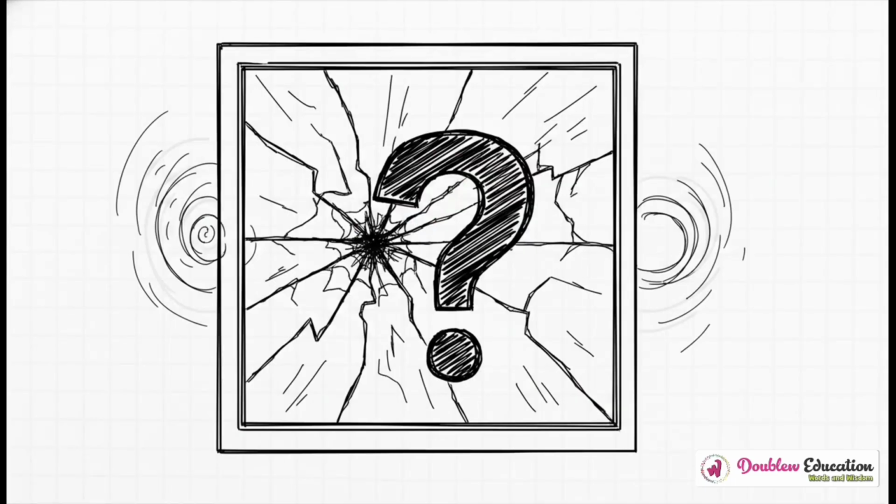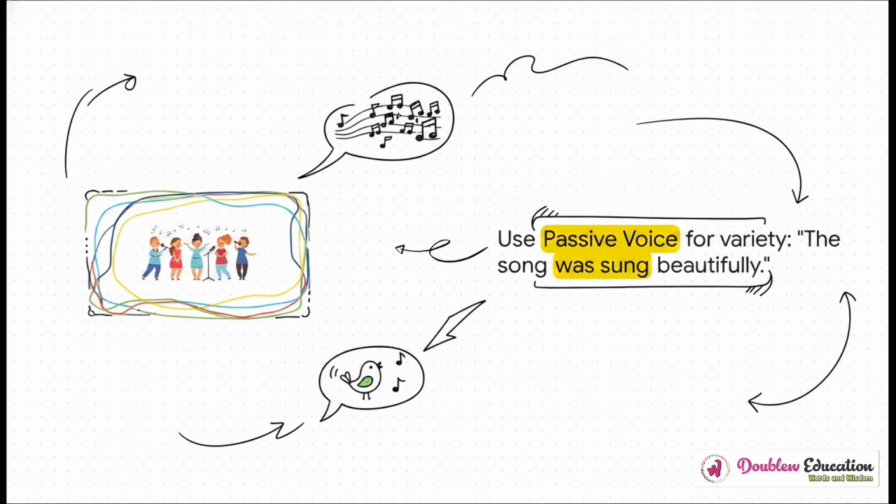But what about this situation? The window was broken. Who broke it? We have no idea. Maybe a cricket ball, maybe the wind. We just don't know. And since the doer is a total mystery, the passive voice is perfect. It puts all the focus on the result, a broken window. And sometimes it just makes your language sound a bit more varied and interesting. A good speaker or writer knows how to mix it up. So instead of always saying, the choir sang the song, you could say, the song was sung beautifully. It just adds a little touch of elegance, don't you think?